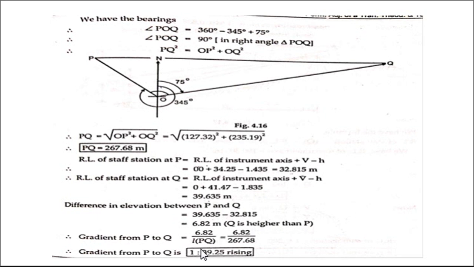Now the gradient from P to Q is equal to the vertical distance between P and Q divided by the horizontal distance between P and Q. The vertical difference we have calculated as 6.82, and the horizontal distance we have also calculated. So gradient is equal to 6.82 divided by the horizontal distance 267.68. Okay, by converting it, the gradient from P to Q is equal to 1 in 39.25. Okay, next.